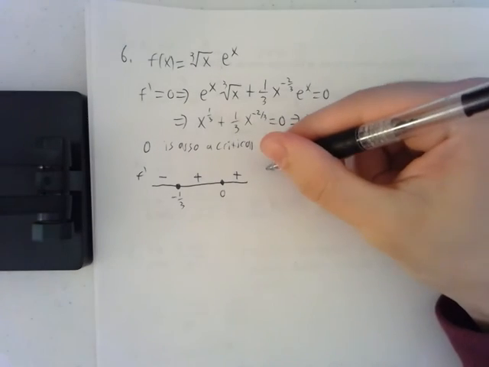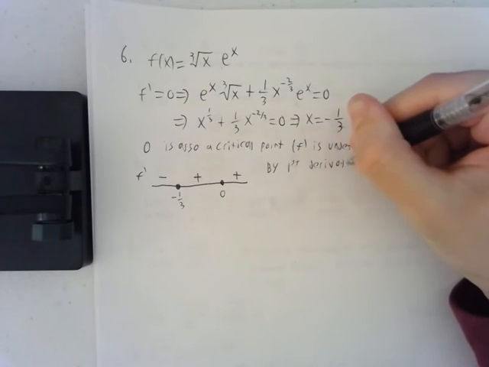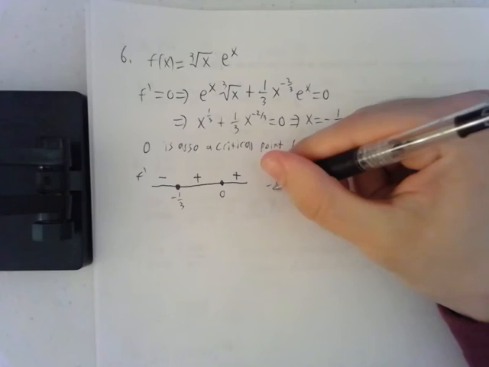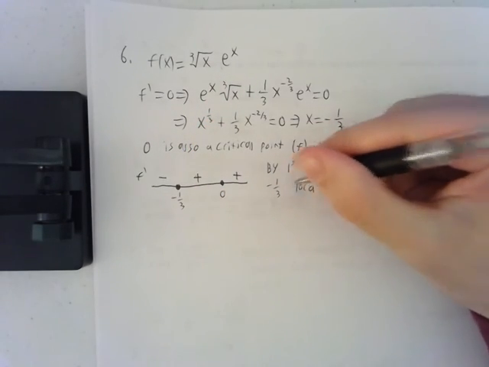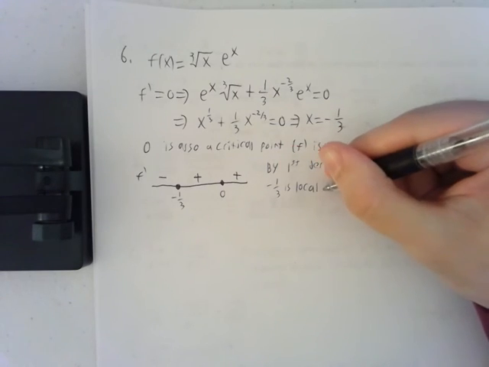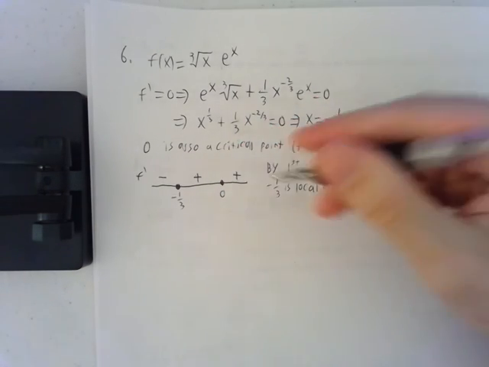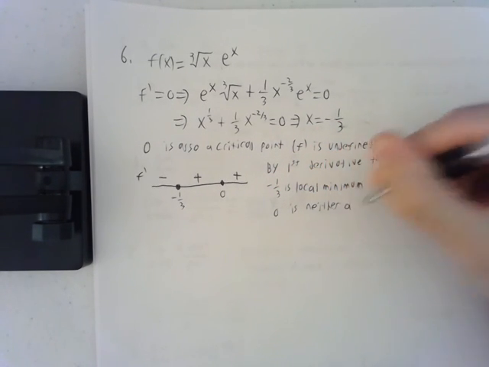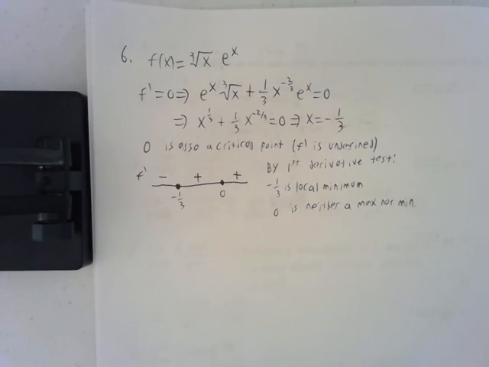So we have, by the first derivative test, at negative 1/3, since the derivative changes from negative to positive, it's a local min. And since the derivative does not change sign at 0, 0 is neither a max nor min. And the function ends up having a vertical tangent line at that point.